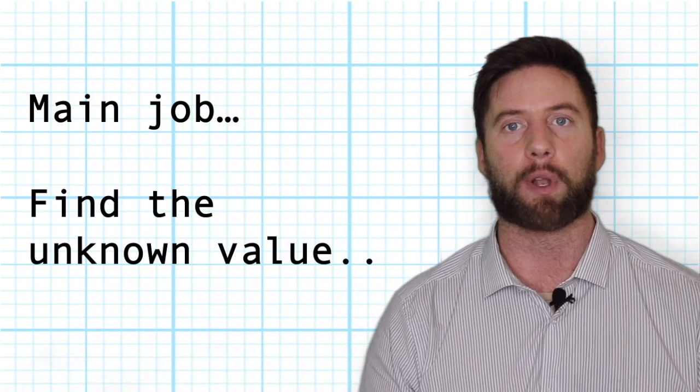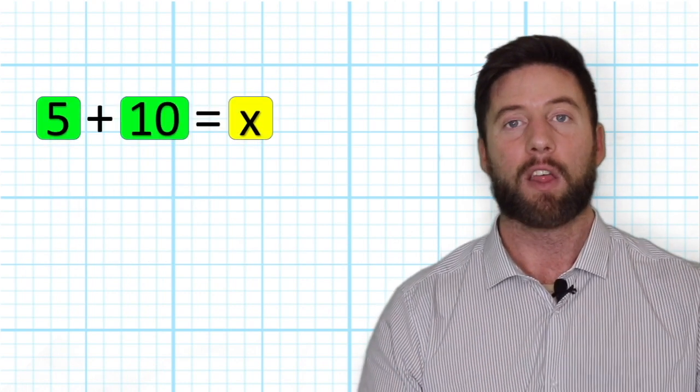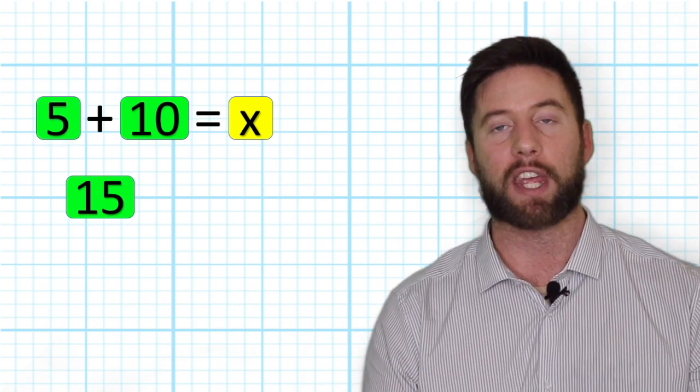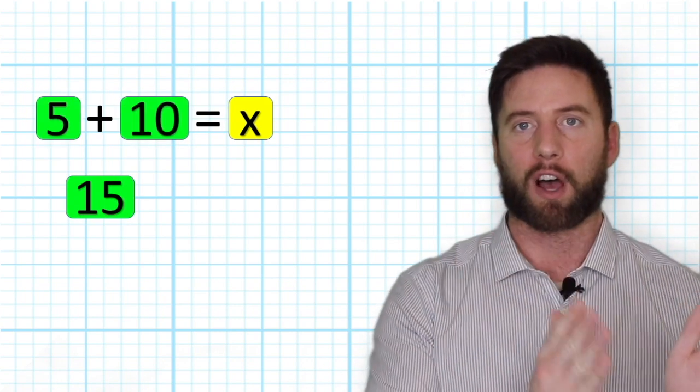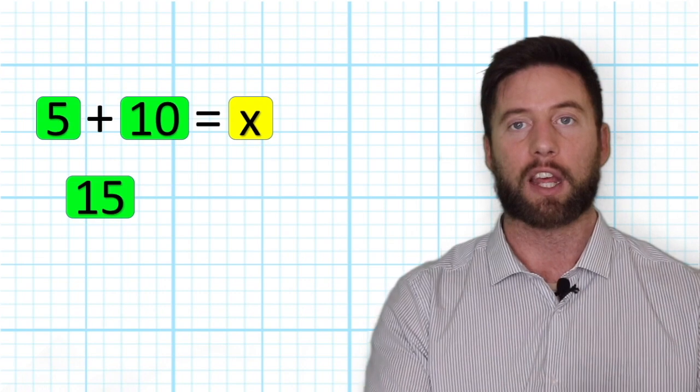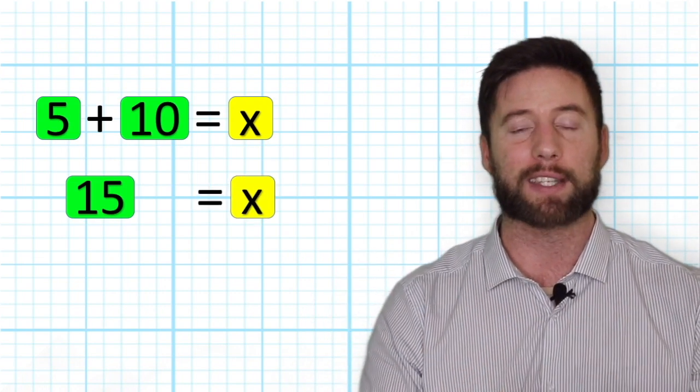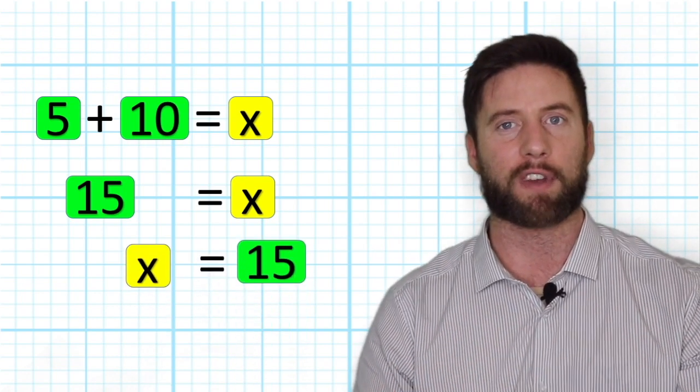In this example, it's pretty easy to see that we have got 15. 5 add 10 is 15. And all we need to do is add 5 to 10, gives us 15. Therefore, 15 equals X, which is the same as saying X equals 15.